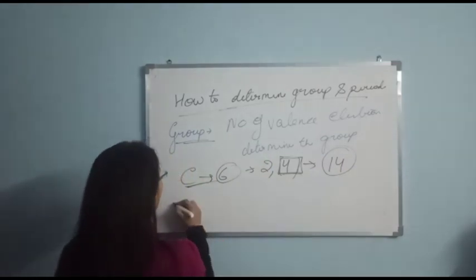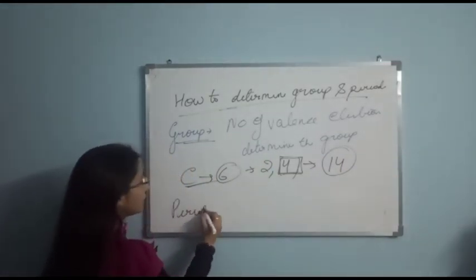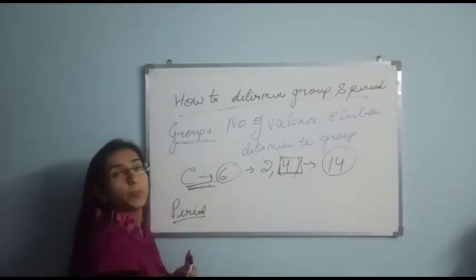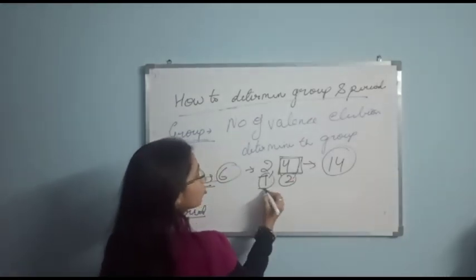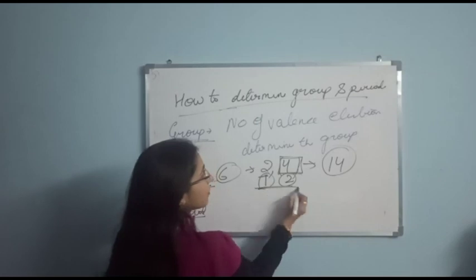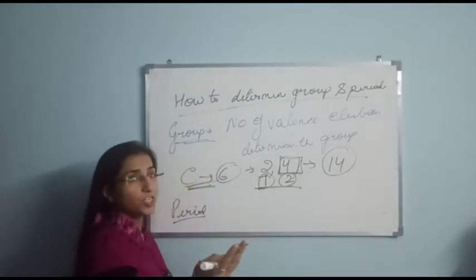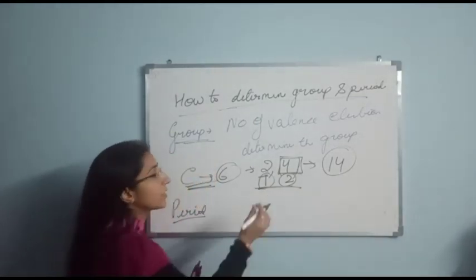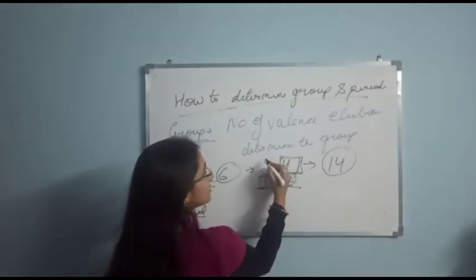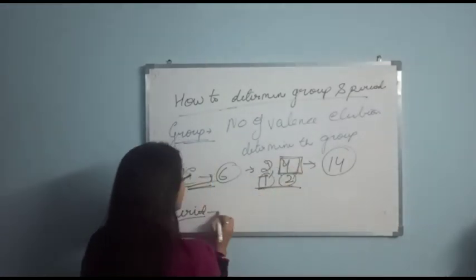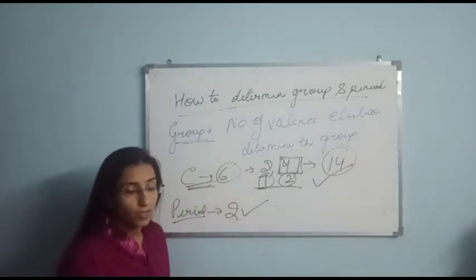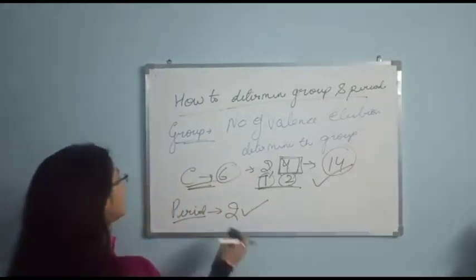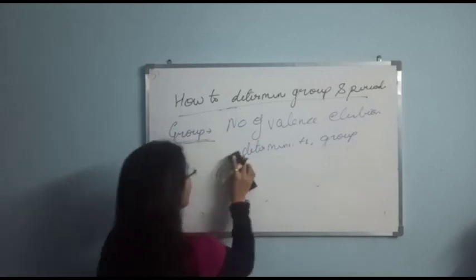If I want to determine its period, count the number of shells, since the number of shells determines the period. How many shells are there here? This is shell number 1, this is shell number 2. So 2 shells, which means period 2. Carbon belongs to period 2 and group 14. Let us understand it more clearly with a further example.